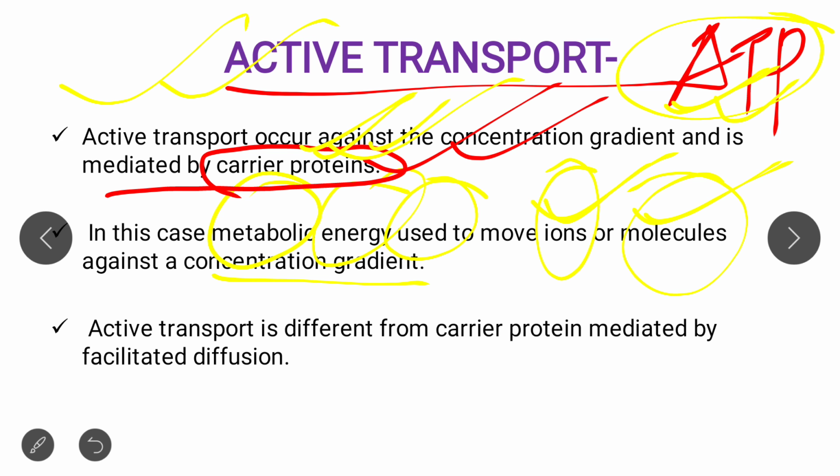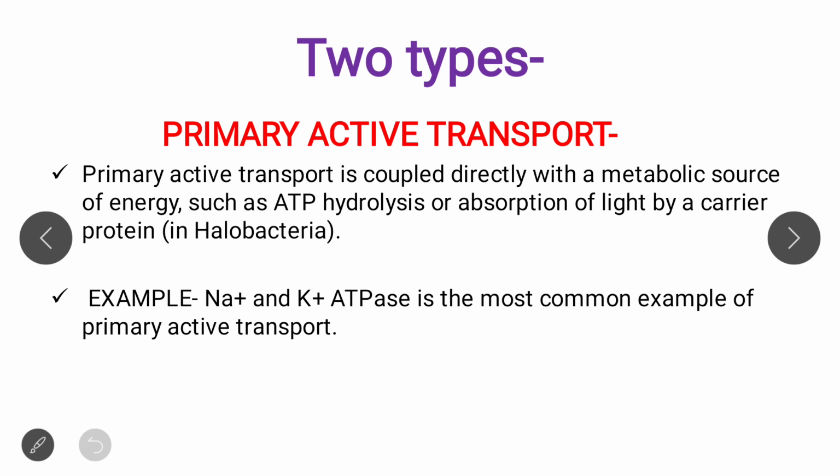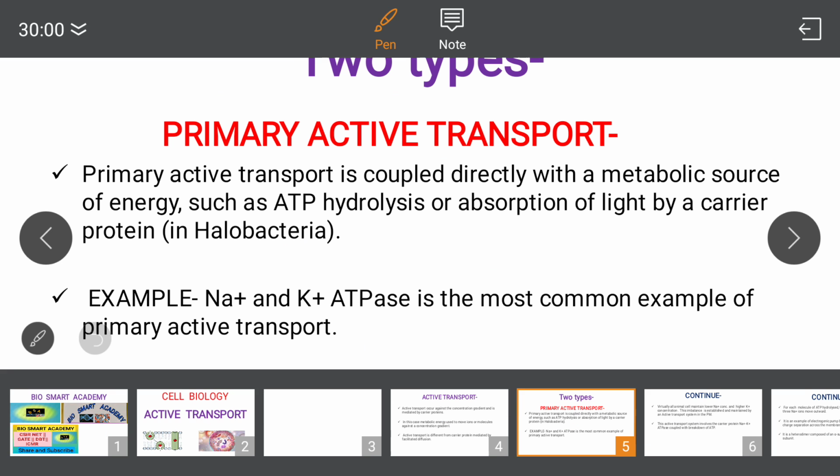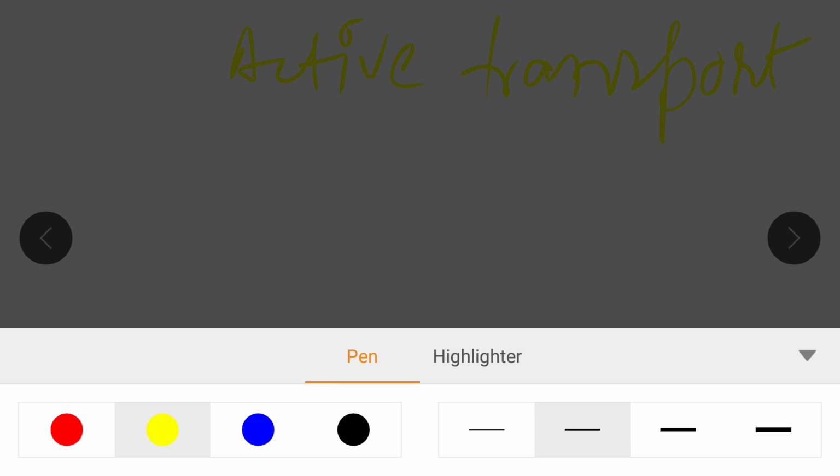Now, active transport is different from carrier protein mediated facilitated diffusion, as I already mentioned. Next, see, active transport is basically of two types. Let me first mention the types of active transport, then I will continue the PPT.